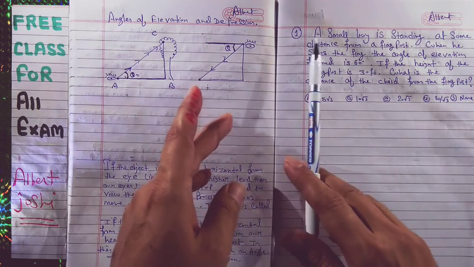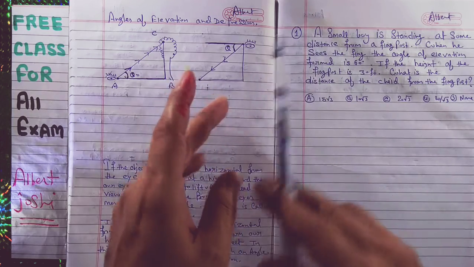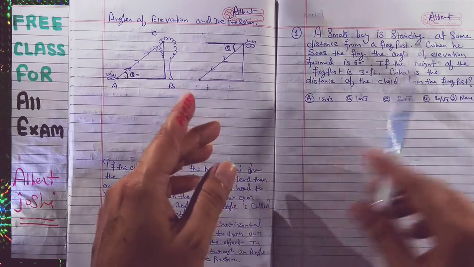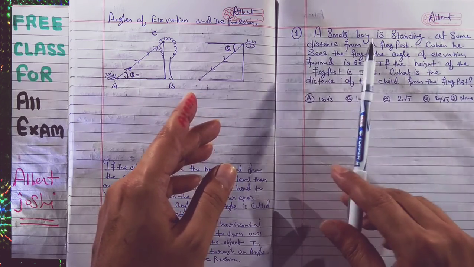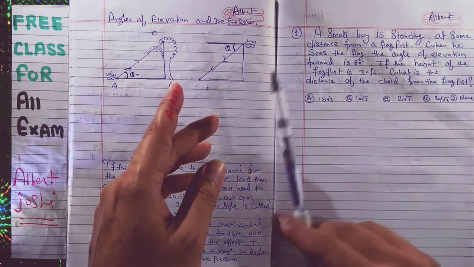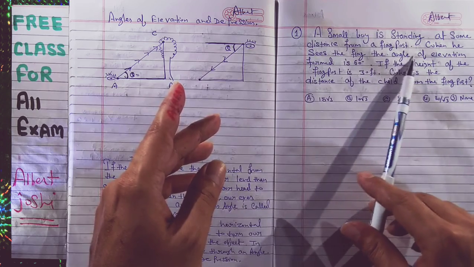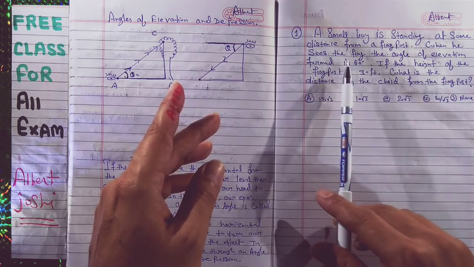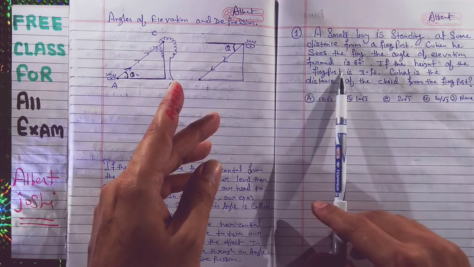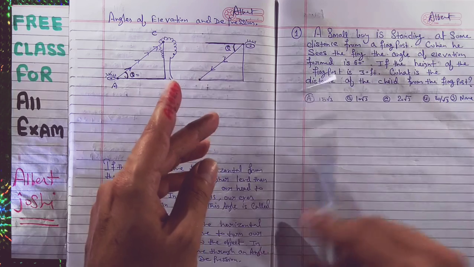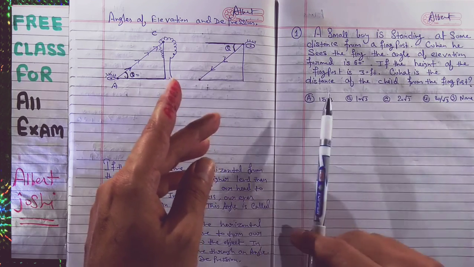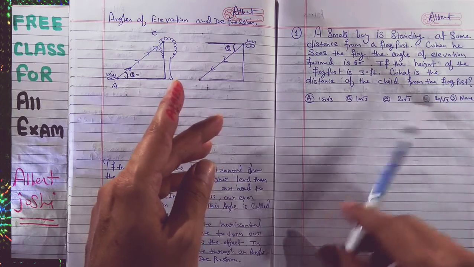Now the first question they have asked in your exam. The question is: a small boy is standing at some distance from a flag post. When he sees the flag, the angle of elevation formed is 60 degrees. If the height of the flag post is 30 feet, what is the distance of the child from the flag post? He has given you 5 options.